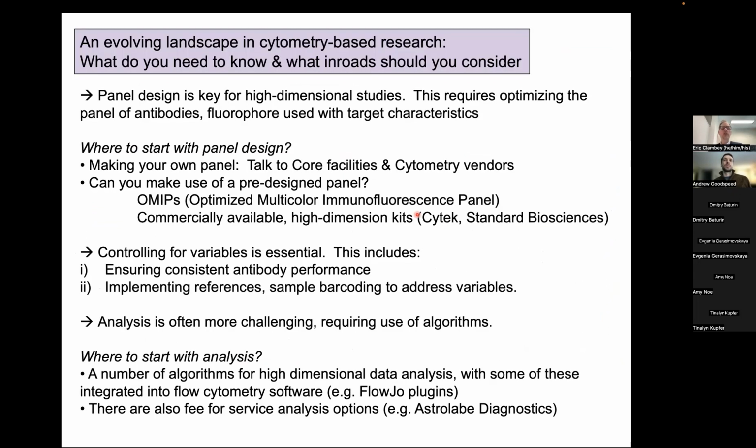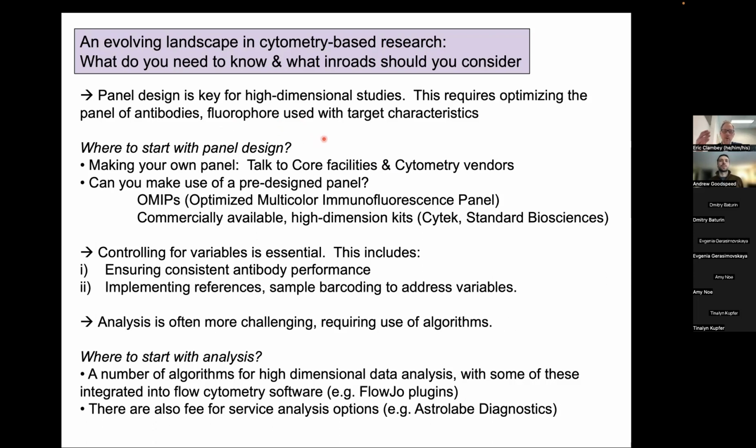Okay, so let's talk a little bit more about high dimensional analysis. What do you need to consider? Well, one, you need to think about panel design. This requires really optimizing your antibodies, your fluorophores with your protein targets, right? Are you making sure that you're using dim fluorophores with highly expressed proteins and vice versa? And this can be a daunting task, the panel design.